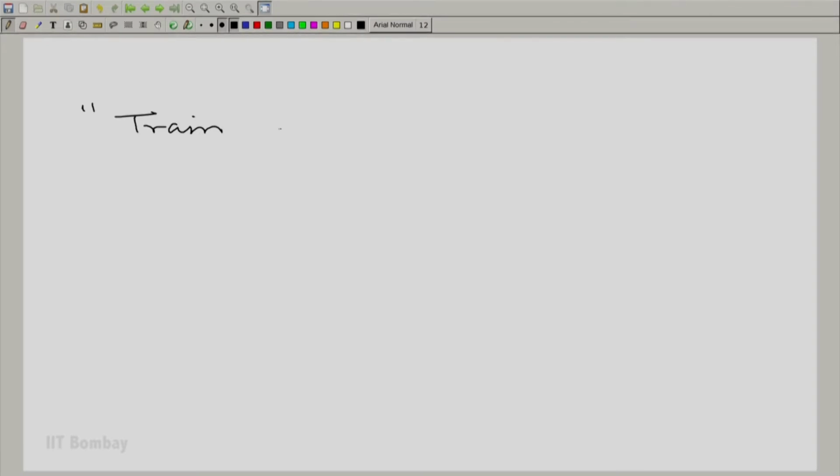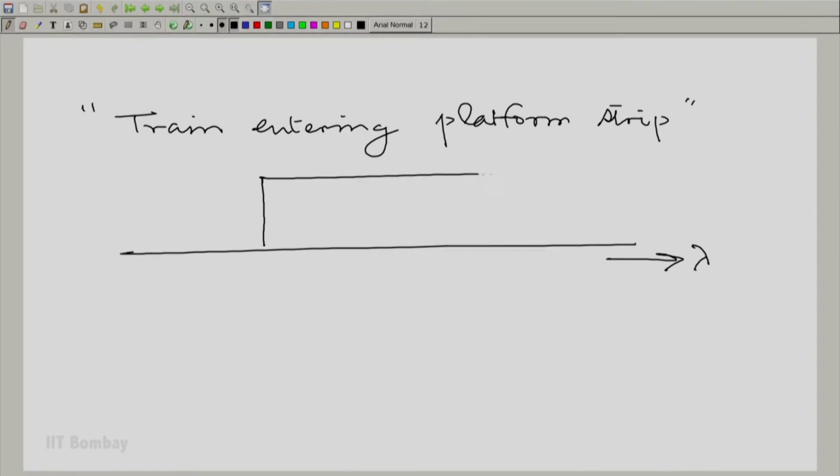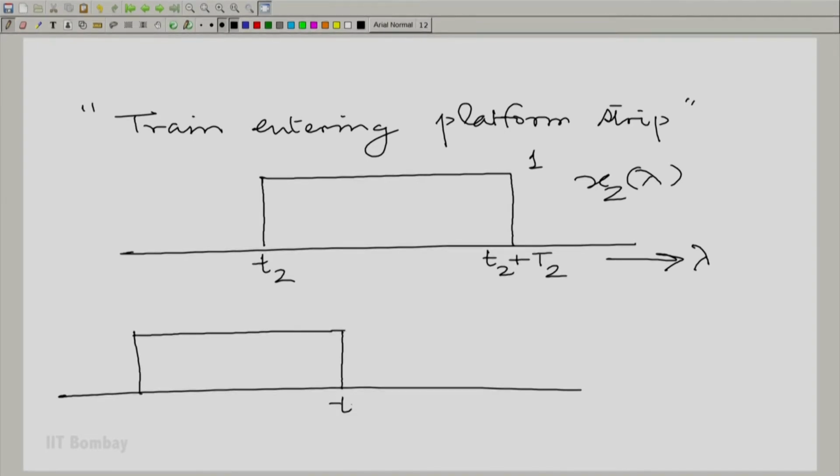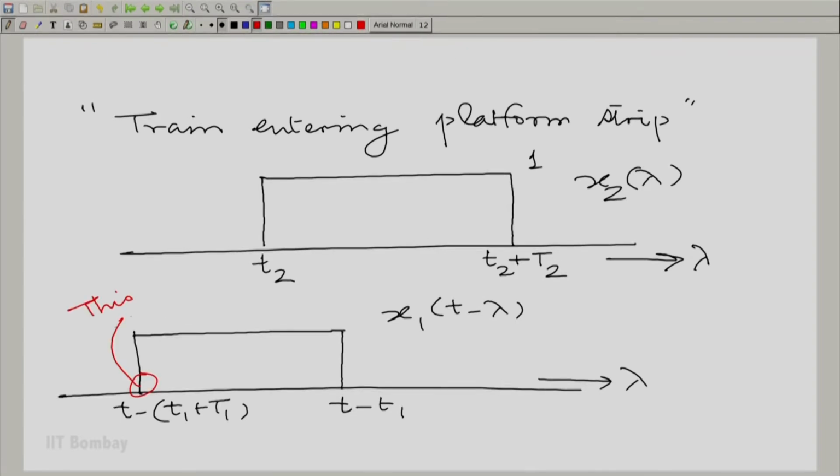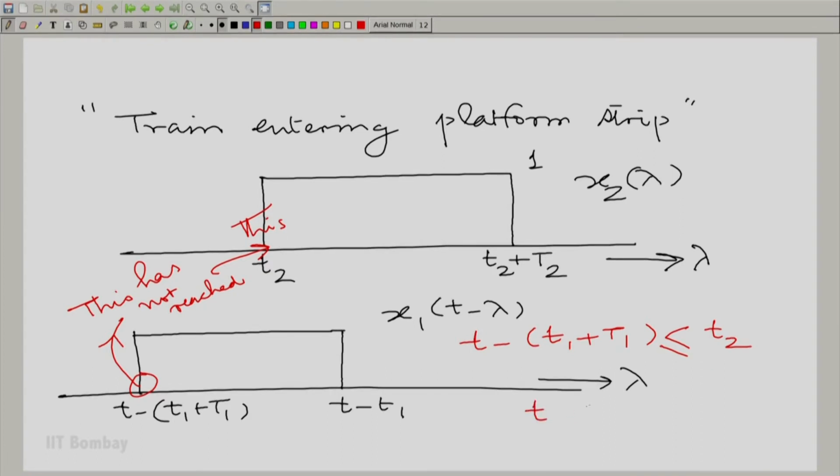So, train entering the platform strip. The situation is this: this is x2, this is x1, and clearly this has not reached this. In other words, t minus t1 plus capital T1 is less than t2. In fact, you could put less than or equal to. In other words, t is less than or equal to t2 plus t1 plus capital T1, and we take this region first. Now, in this region, what is the situation?